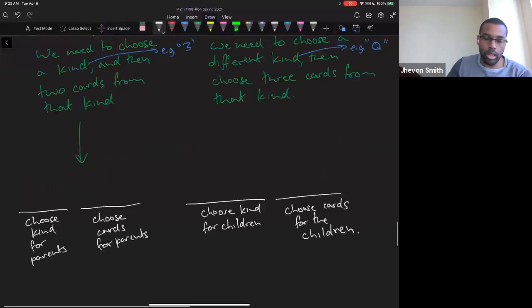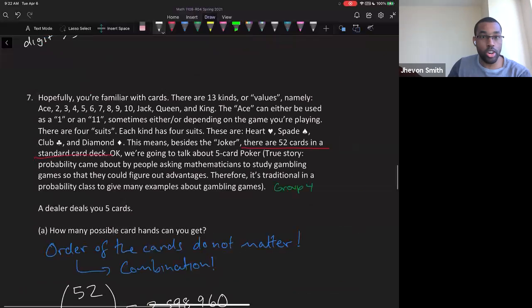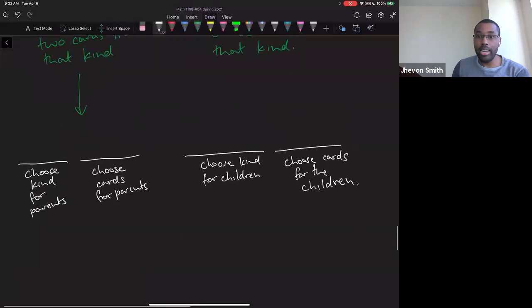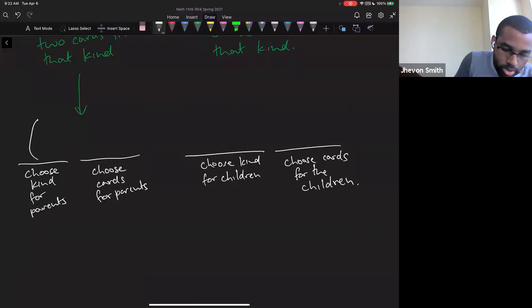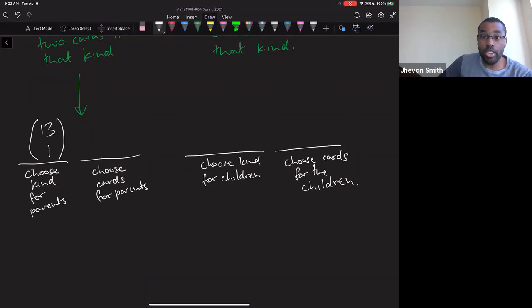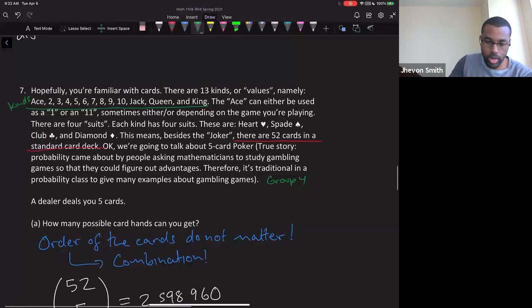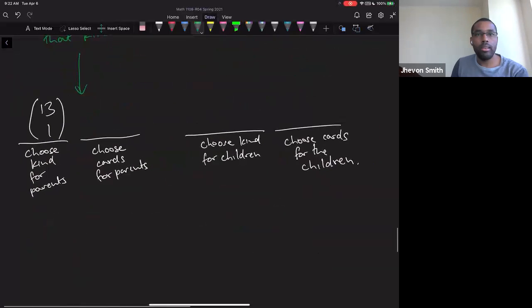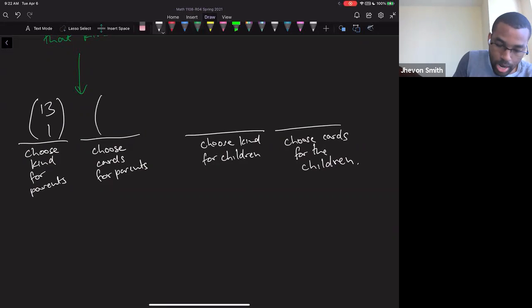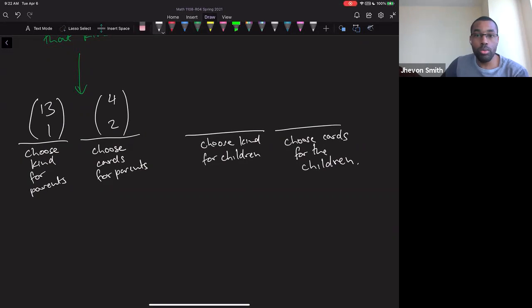Now, how many kinds are there? Well, if we read the problem, we know that there are 13 kinds. So how many kinds do I need? Well, one of them. So from 13, I'm going to choose one kind, right? That's like me picking a three, like picking one of these guys from this list. These are the kinds. There are 13 of them. I pick one at random. Now, within that, I have four cards that I could pick. I want two of those cards. So out of four cards, I can pick two. Right? And then you do essentially the same thing.